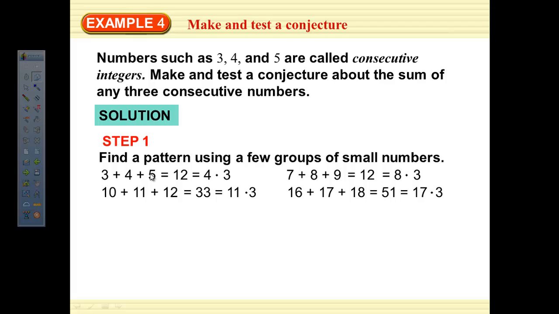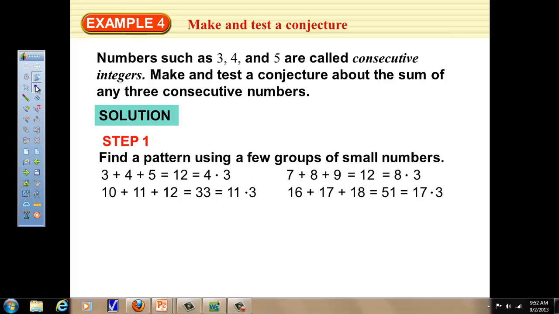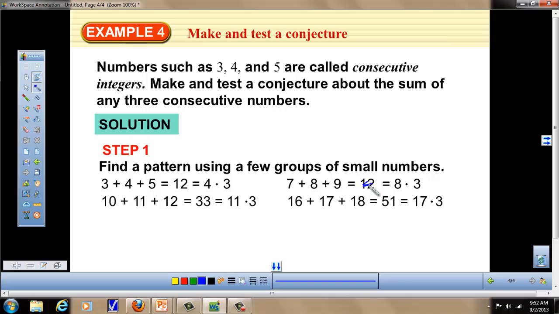We do 3, 4, and 5, and we get 12. 10, 11, and 12 gives us 33. 7, 8, and 9 gives us 12. Does not give us 12, gives us 24. And 16, 17, and 18 gives us 51, which is 17 times 3. If you notice, not only is every single number a multiple of 3, but, and I apologize for the mistake here, this is actually 24.